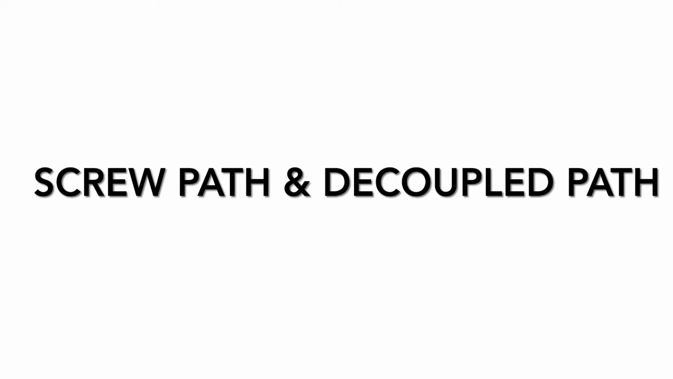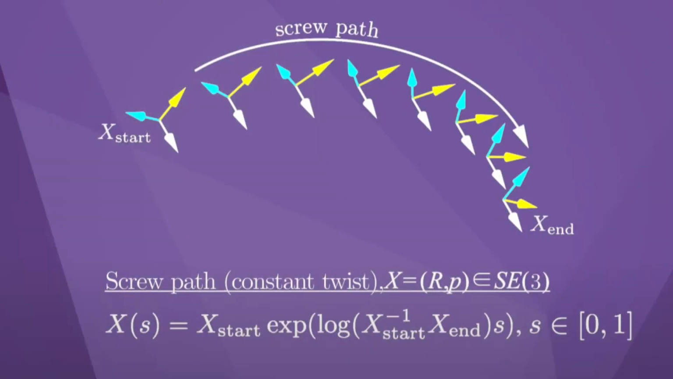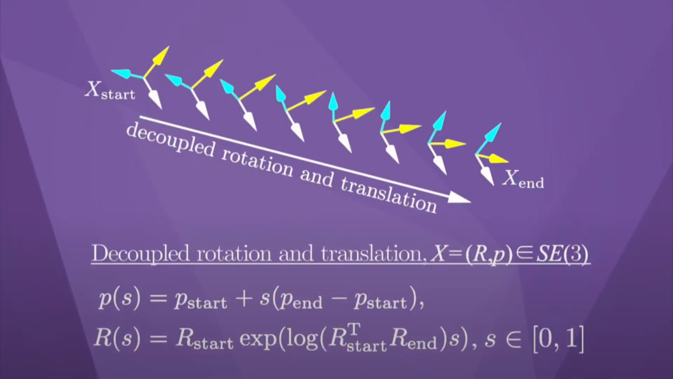Today we're going to talk about screw path and decoupled path. A screw path is a straight line path where the twist is constant throughout the motion. Another type of path decouples the rotation and translation. The origin of the frame follows a straight line and the rotation is about an axis fixed in the frame.